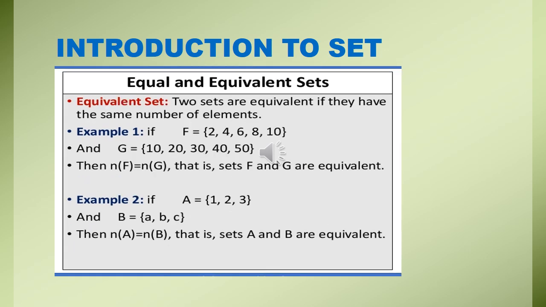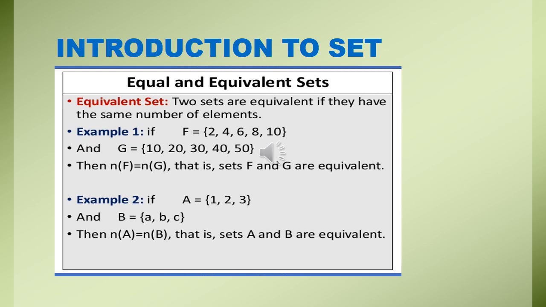As all of you know, equal sets mean both sets have the same elements. Clear? But equivalent sets mean the number of elements in both sets is equal. Suppose set A has January, February, March and set B has 1, 2, 3. Now how many members do both sets have? Both sets have 3 members. So we can say both sets are equivalent, but they are not equal. Clear? Because for equality, the sets must have the same elements. Here the number of elements is equal, but the elements are different.